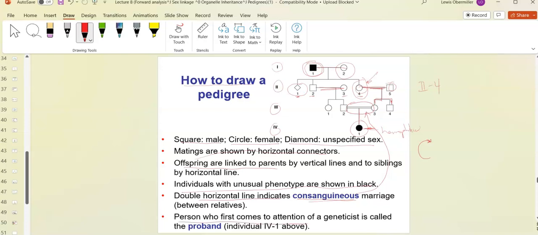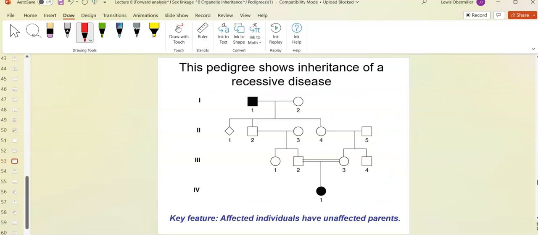The first person who comes to the attention of a geneticist with that condition is called the proband. So in this case, remember we designated these as 4-1. Maybe this person had breast cancer and wanted to know if that's genetic. You would go to a geneticist or a genetic counselor. They could construct a pedigree and say, oh yeah, this is maybe in your family. And then they would try to decipher what is the mode of inheritance. So this is how we figure this out.